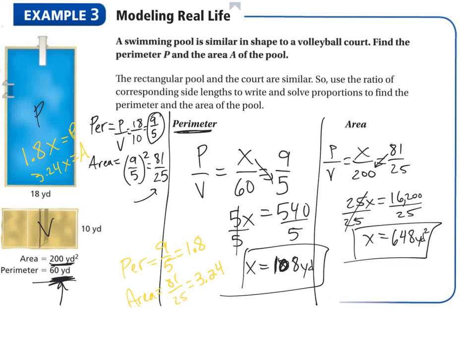So the pool is 1.8 times bigger around, but it's over 3 times bigger as far as the area, or where the water, the top layer of the water goes.